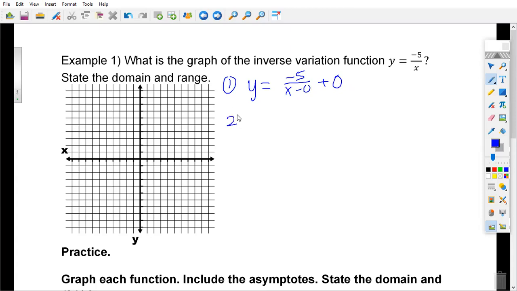Step 2 says to identify your asymptotes. So my vertical asymptote is going to be whatever x equals h. And in this case, it's going to be x equals 0. My horizontal asymptote is going to be y equals my k. And what is my k value? 0.